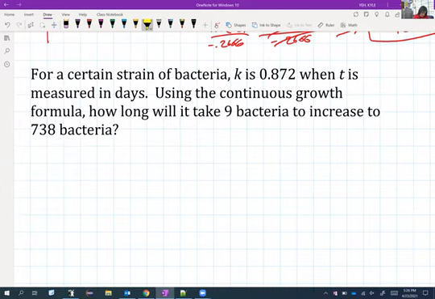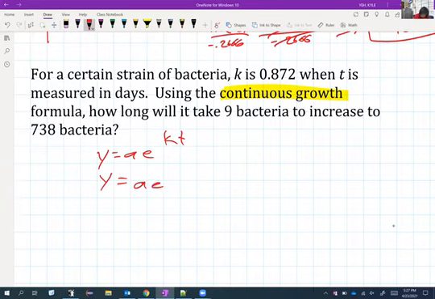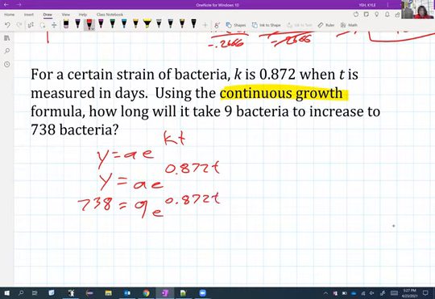We were told continuous growth. So I'm going to write that down, y equals a e to the kt. And I was told K was 0.872. What was my starting number of bacteria? 9. My ending, I want to know how long it'll take to get to 738, e to the 0.872t.